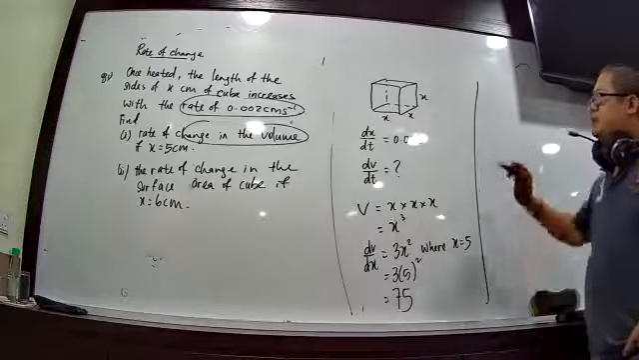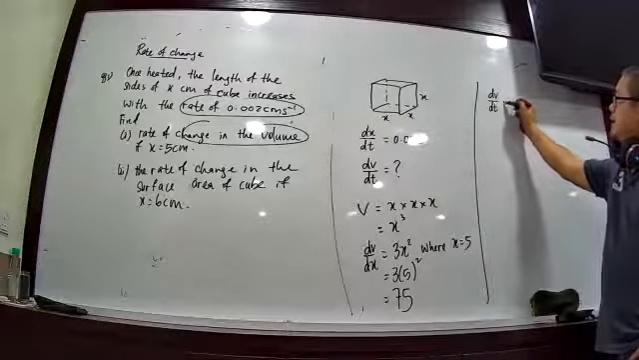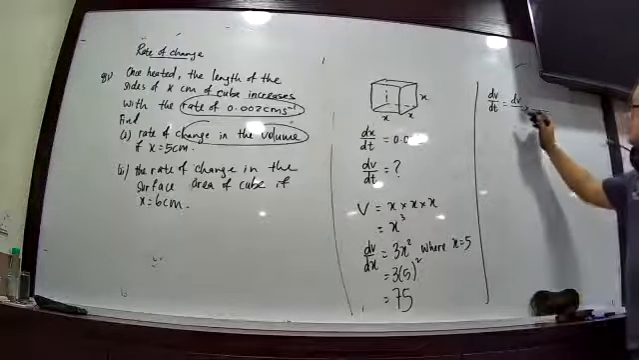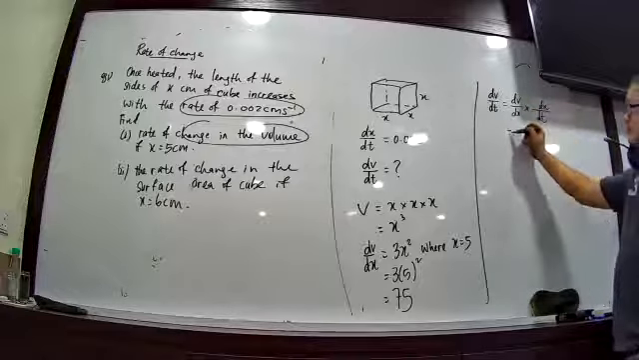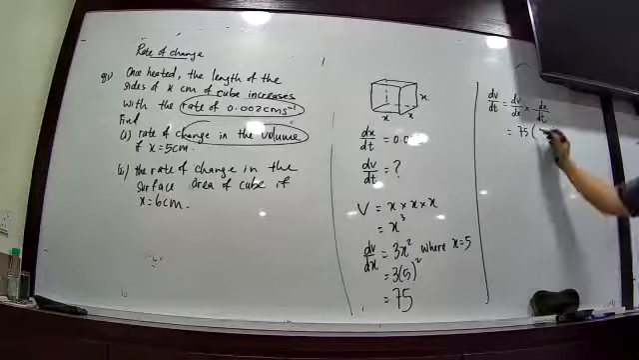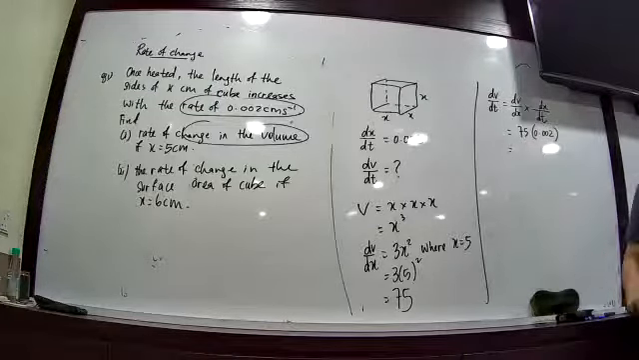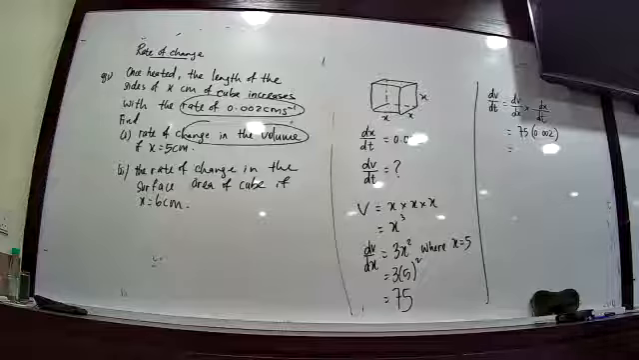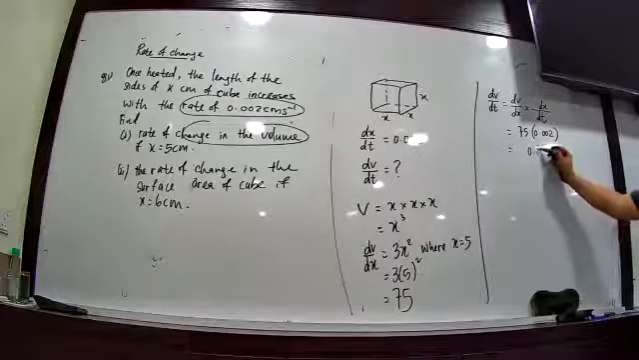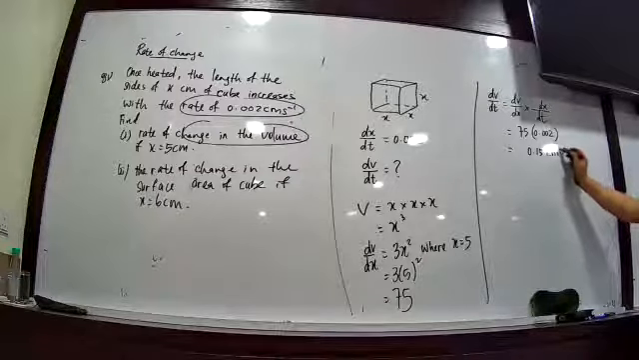Okay, then the rate of change in the volume. So you want to find the dV/dt. So from here, your dV/dx is equal to 75. And then your dx/dt, they show you is 0.002. Okay. So from here, you will get the answer. So volume, same.